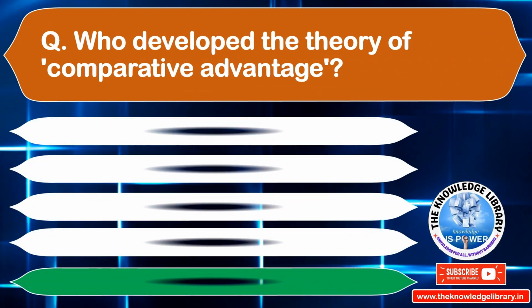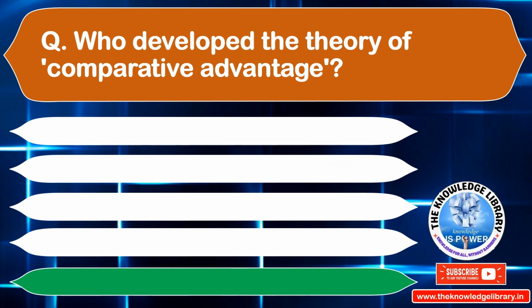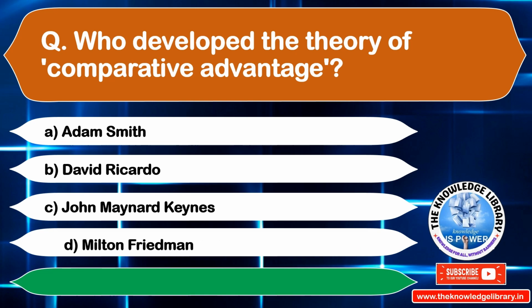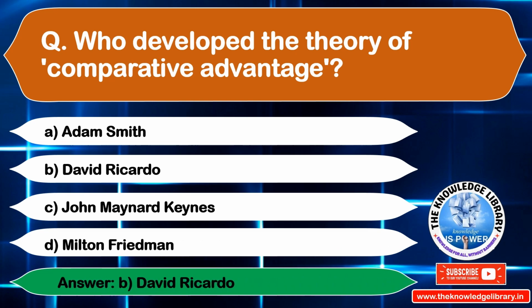Who developed the theory of comparative advantage? Option A, Adam Smith. Option B, David Ricardo. Option C, John Maynard Keynes. Option D, Milton Friedman. The correct answer is option B, David Ricardo. Moving to the next question.